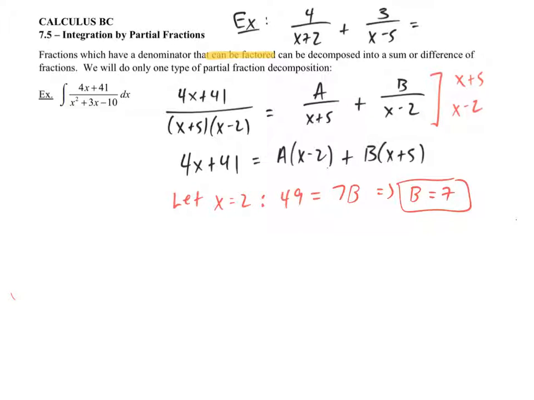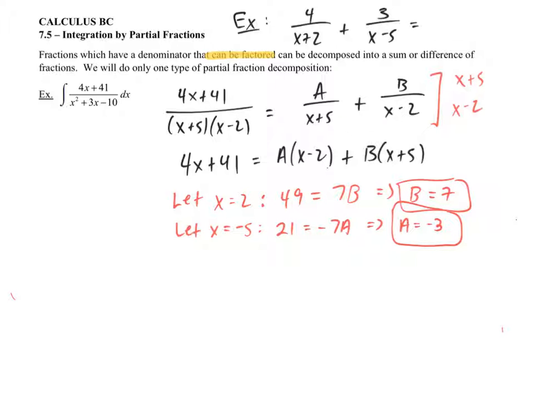Now I'm going to let x be another clever number that will make this term cancel out, and that's going to be negative 5. So I'm going to let x be equal to negative 5. If I plug negative 5 into my left-hand side, 4 times negative 5 is negative 20, plus 41 is 21. That's going to equal, if I plug negative 5 into the other side, negative 7A. And so this tells me that A is equal to negative 3.